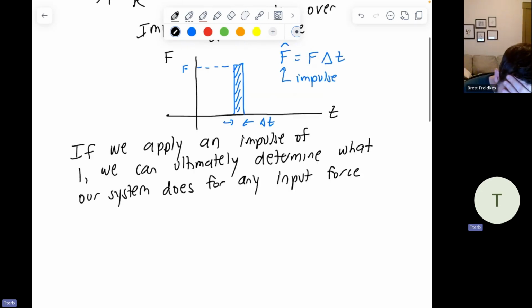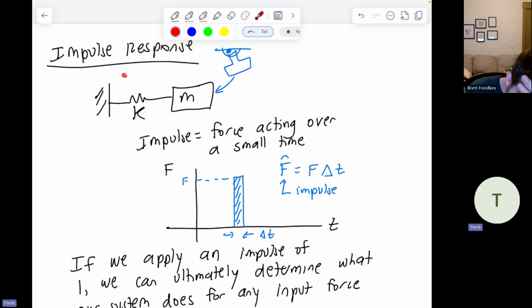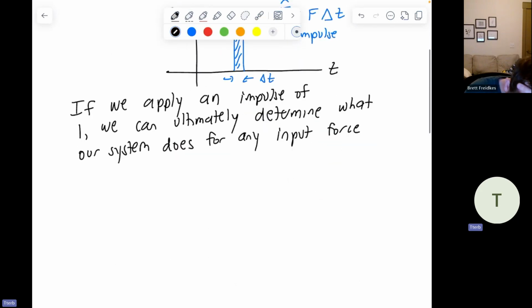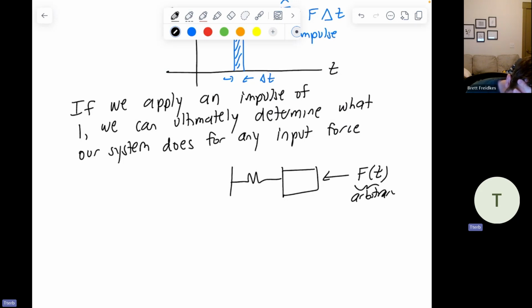Because think about it like this. If I were to give you this system here, I have that experiment in my lab, and I'm interested what that thing is going to do for a cosine input or an exponential input or a logarithmic input or something really random, some random force that is acting on that mass. This is arbitrary. If I know what the system does in the case when that force provides an impulse of 1, I could then use that to determine what the output is for any arbitrary force.